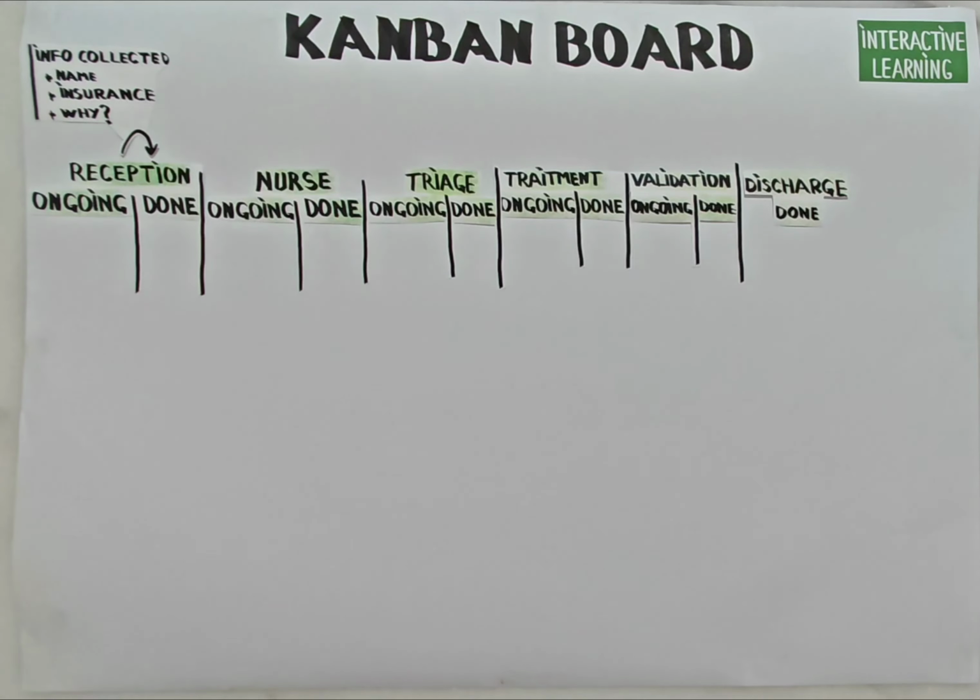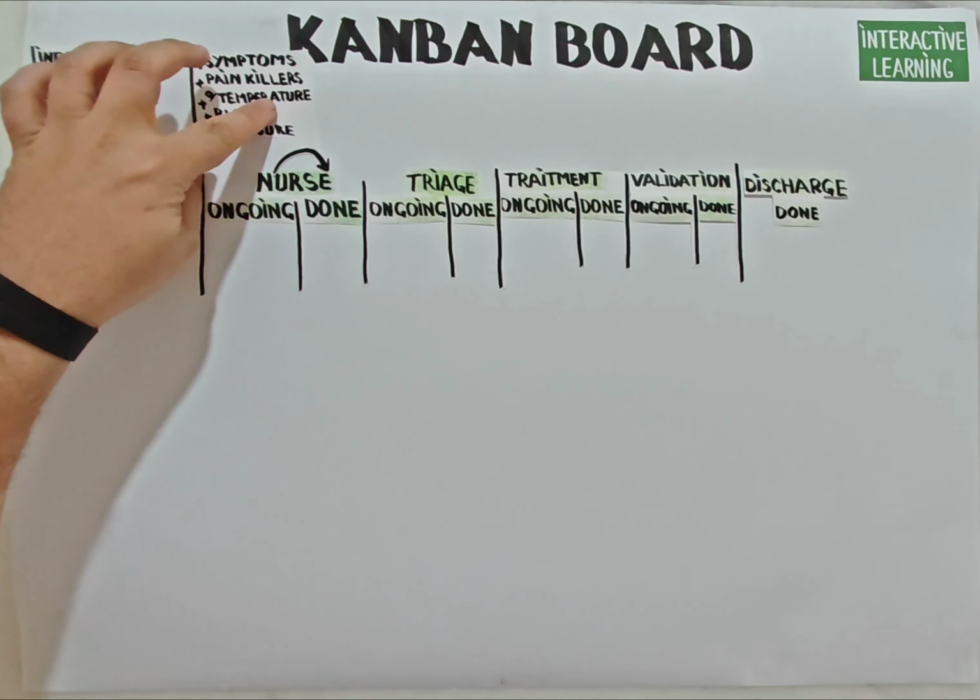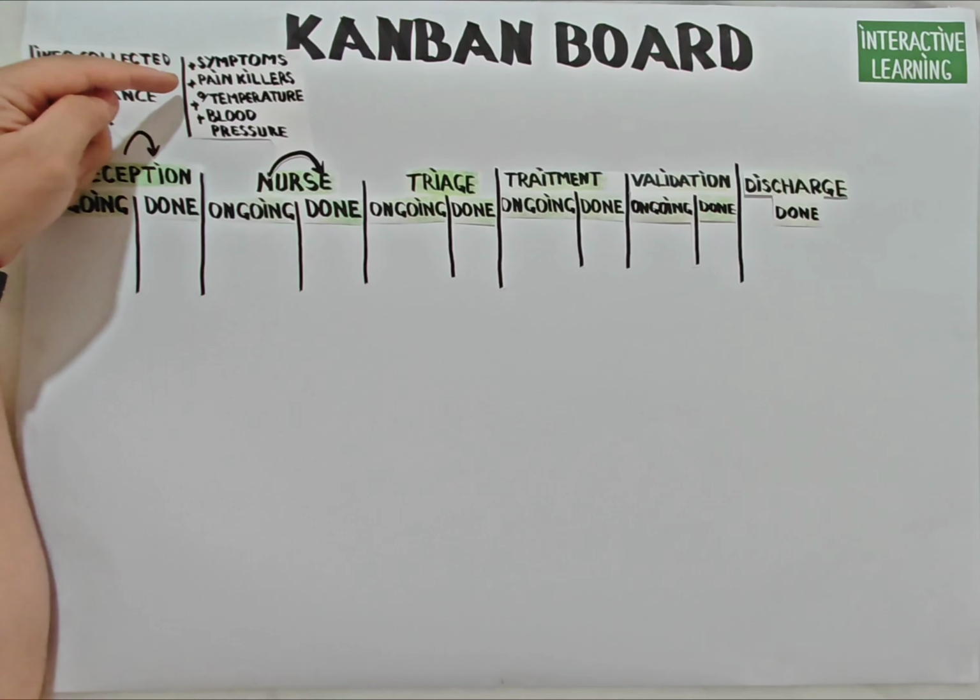The exit criteria for the state nurse is that symptoms are identified, painkillers are given if needed, and temperature and blood pressure are measured. For triage to be done, the doctor must be identified, the severity measured, and the question, is hospitalization needed? answered. Treatment is done when all required treatments are completed, for example, X-ray, lab work, medication, operation, or hospitalization. Finally, validation means that a senior physician has validated the treatment.